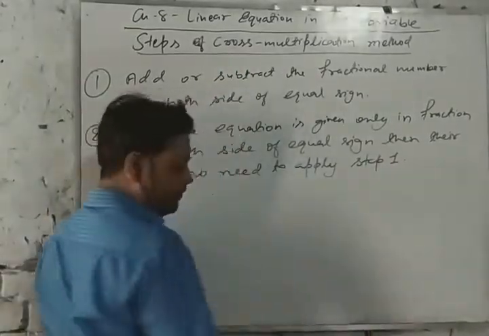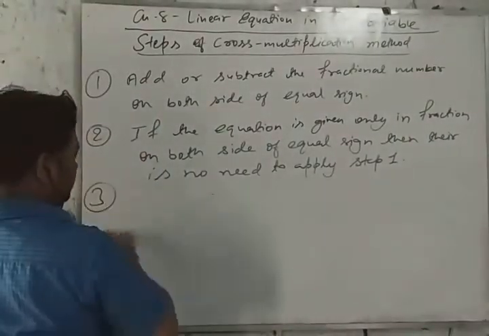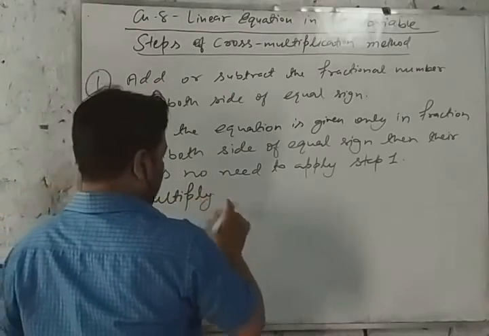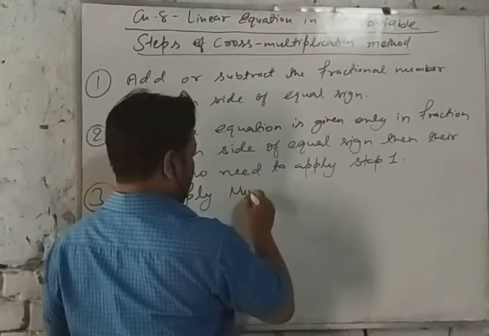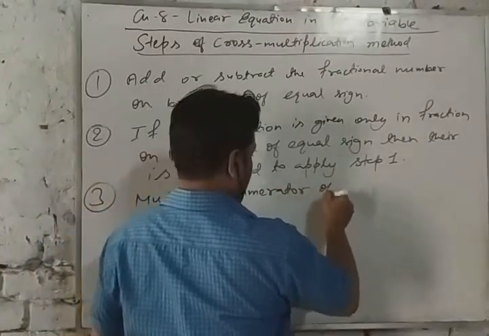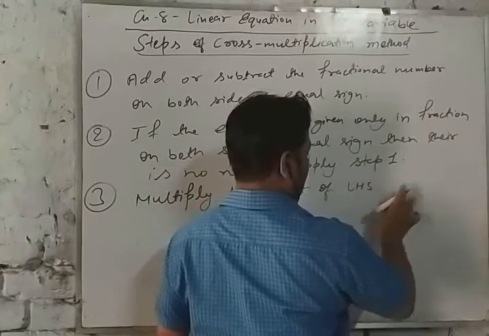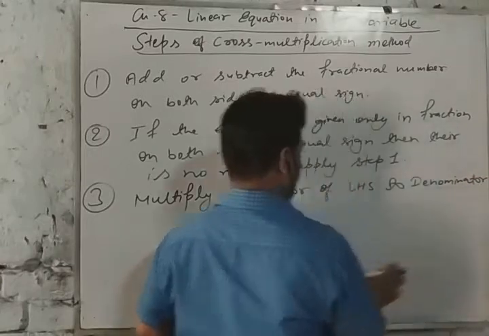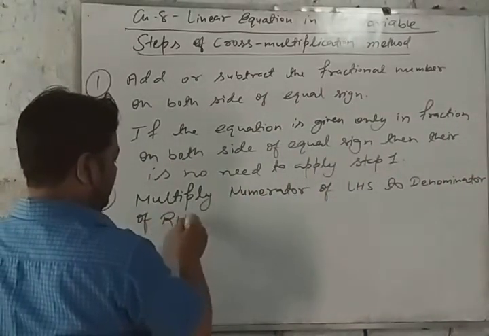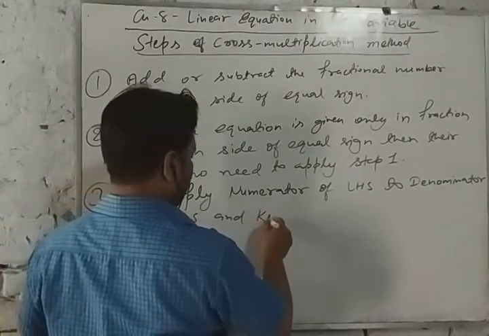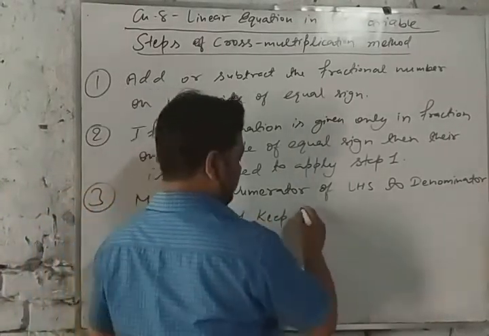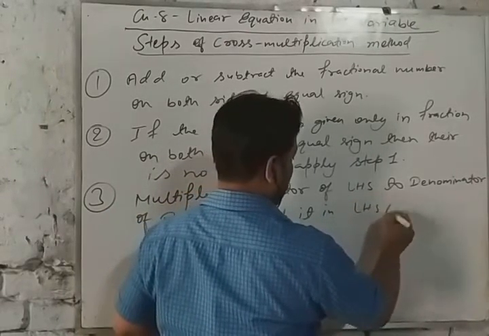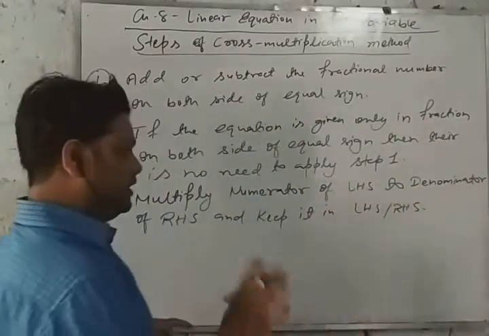Okay, now after this, multiply the numerator of LHS to the denominator of RHS and keep it in LHS or RHS. We can keep it in LHS or RHS both.